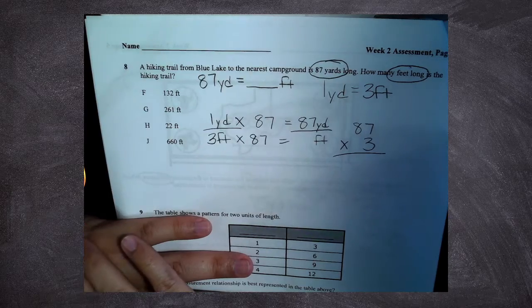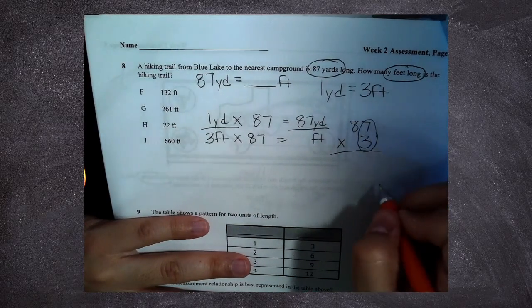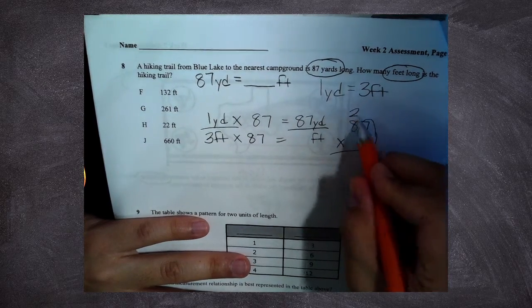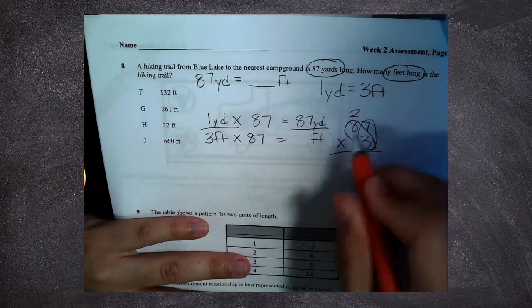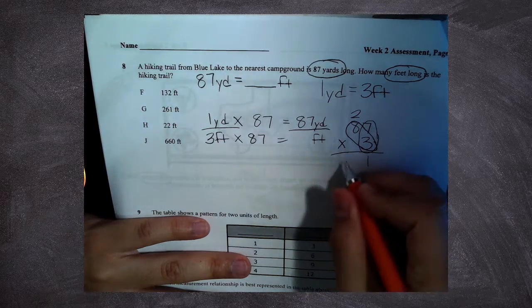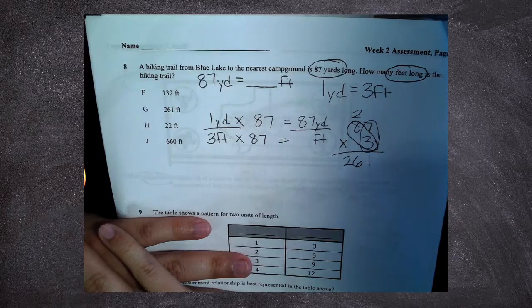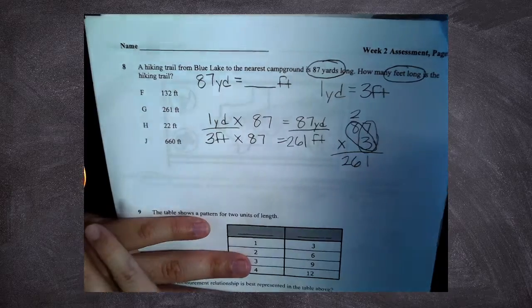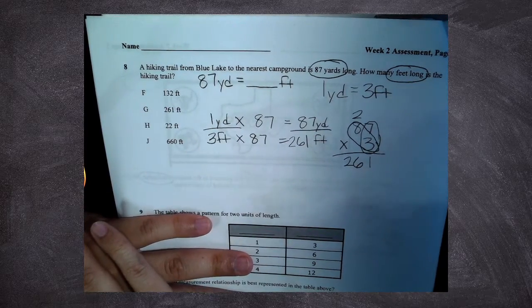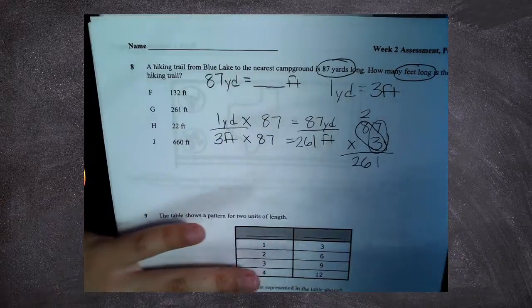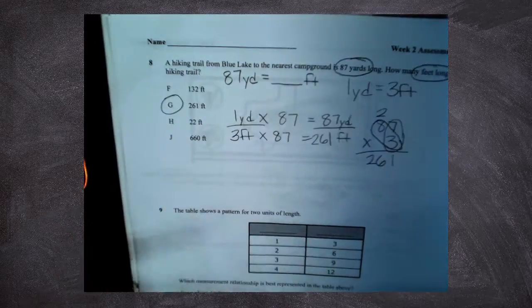87 times 3. 3 times 7 is 21. Put the 1 down here, carry over my 2. 3 times 8 is 24, plus the extra 2 that I carried over. 26. So my answer should have been 261 feet. That is a lot of feet. That is a very long hiking trail. But I guess that's the point when it's a hiking trail. You don't want it to be short. That means I should pick answer choice D as my answer.